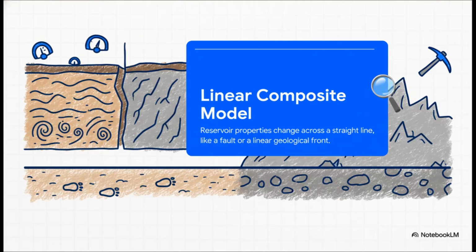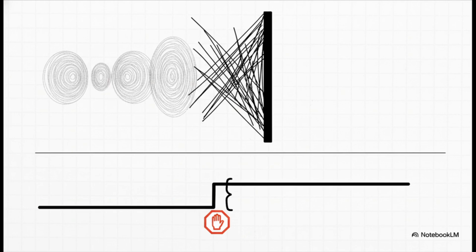Okay, but what if that boundary isn't a neat circle? What if it's a straight line? Well, that's a linear composite model. This usually points to a major geological feature, like a fault line. It's kind of like you're walking along a nice sandy beach, and then boom, you smack right into a wall of solid rock. And this model can give us one of the most dramatic clues of all.